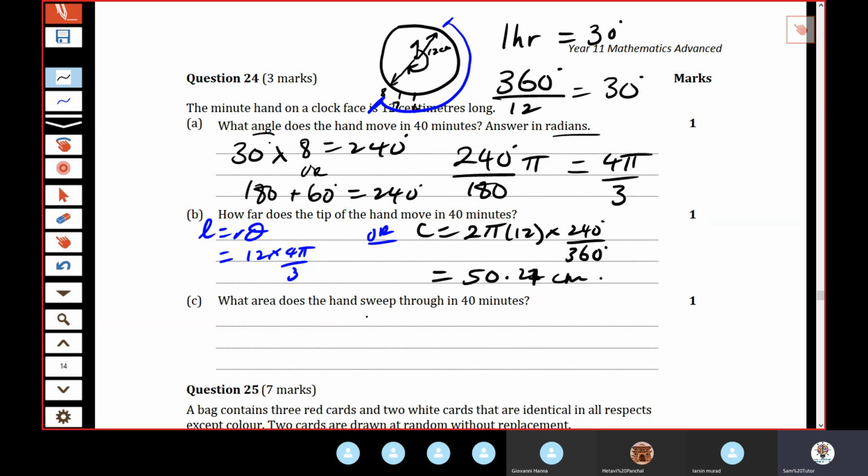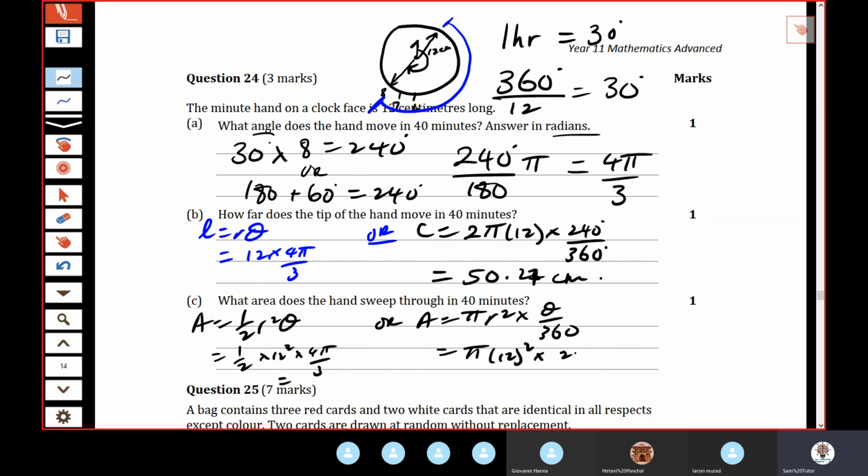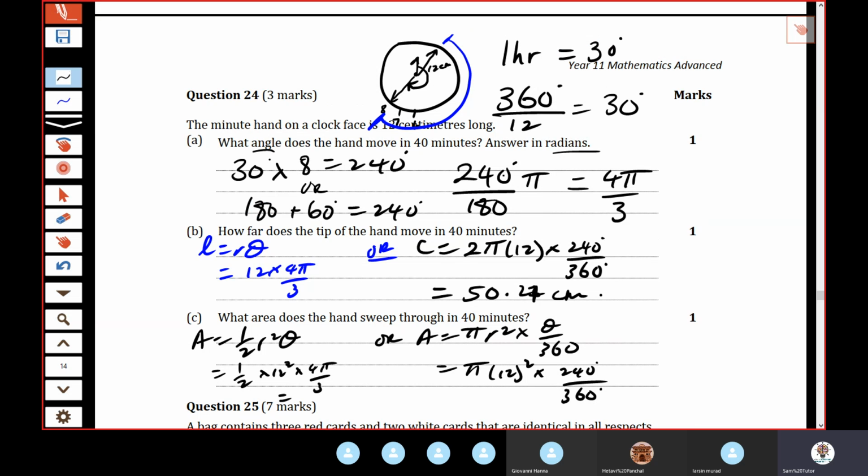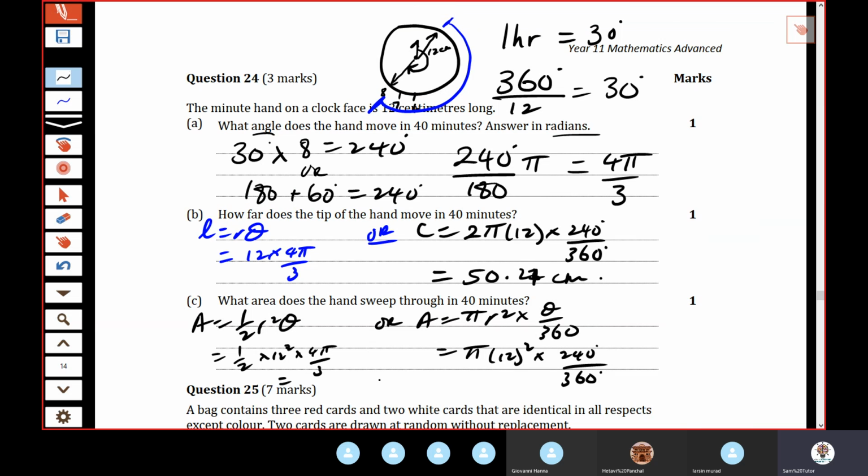What area does the hand sweep? I think you guys again know. If you've memorized your new formulas, which is half r squared theta, or half times 12 squared times theta, you just plug it into your calculator. Or you haven't memorized and you just want to use the area of a circle, pi r squared times theta on 360. You can do that as well. So don't feel forced thinking you have to memorize these new formulas. You don't have to. You could get away with your old ones. It's the same thing. Okay. Any questions about these or easy 3 marks?